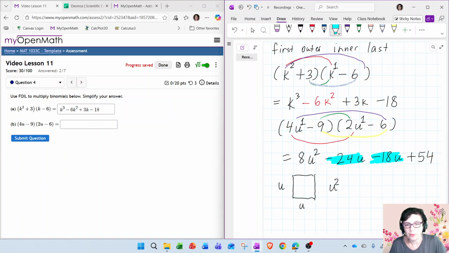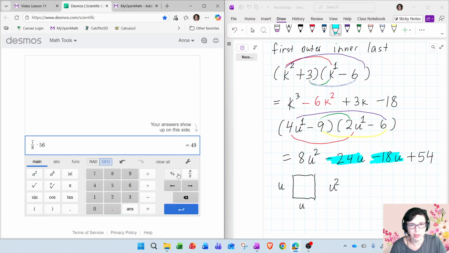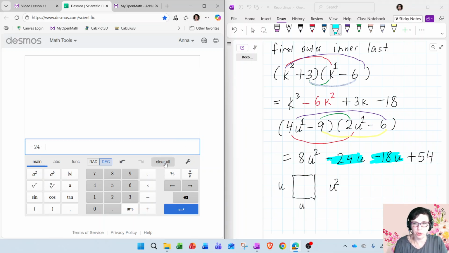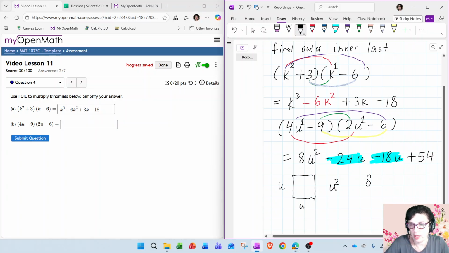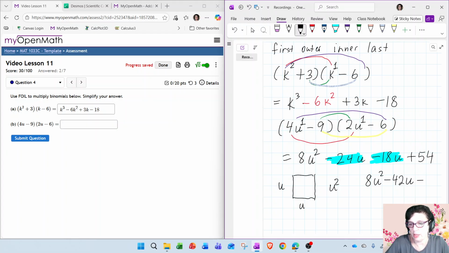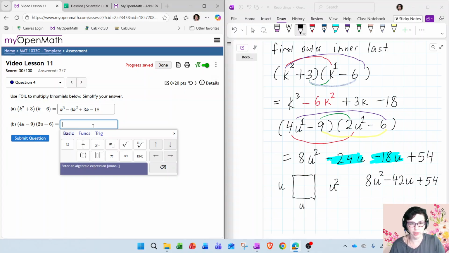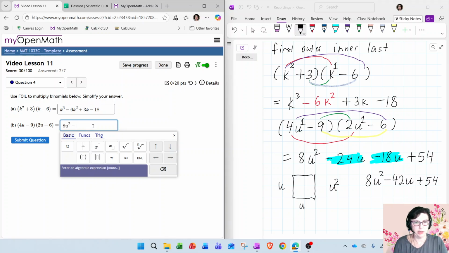How do we do that? Drop u first and perform the operation on numbers. What is negative 24 minus 18? You can type this on a calculator. It tells you that that's negative 42. Then put the variable back. Final answer is going to be 8u squared minus 42u. And then 54 does not have any other numbers, so we cannot combine it with anything. Let's enter it and check our work.